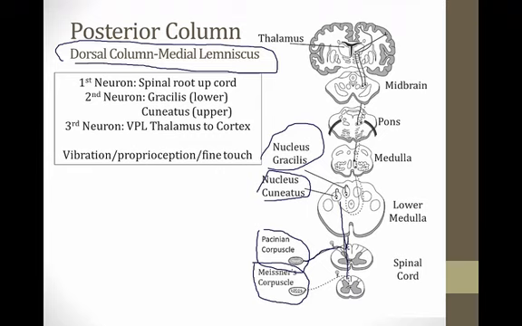After the synapse, a second neuron is then going to decussate and cross to the other side of the medulla, where it's then going to ascend through the medulla, the pons, and the midbrain and go up to the thalamus, and then it will synapse in the thalamus, and from there the information gets to the cortex.